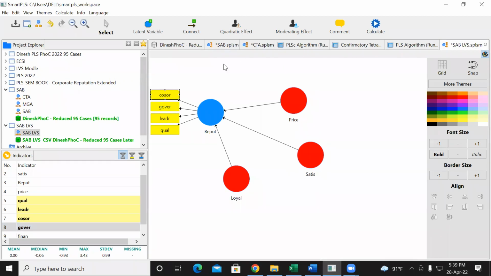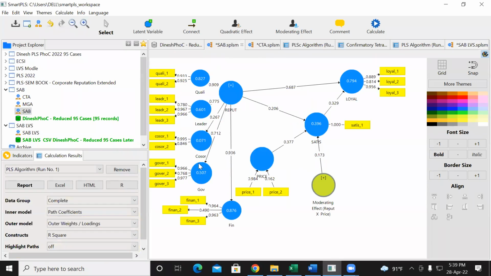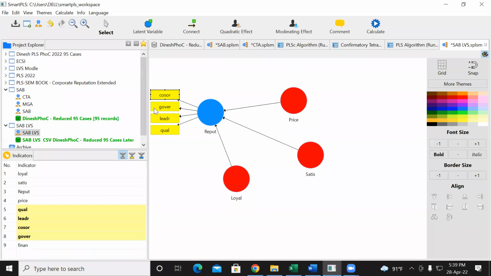Look at how I simplified the model. This is the original model. This is the second order one for reputation. But now look at this new model, where I created reputation as a single order one. Dimensions are becoming indicators. Is it clear? Now this dimension became an indicator.